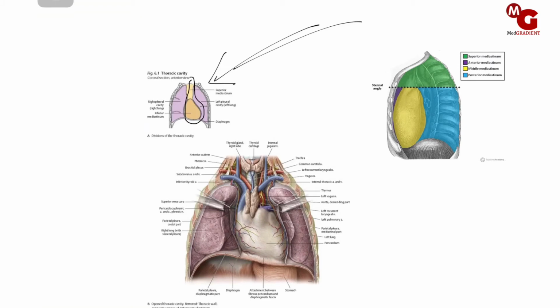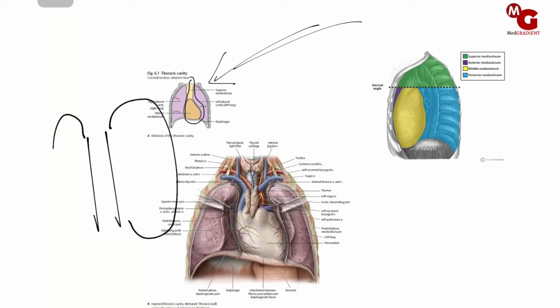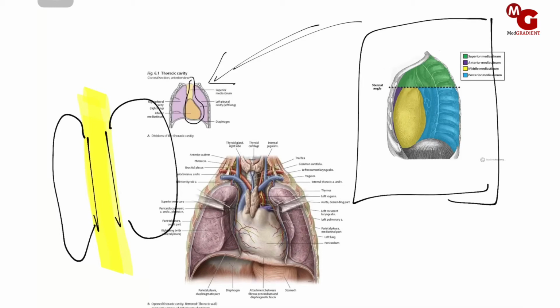Over here. Now, let's say we've got lungs, right? Two lungs. Mediastinum is the space between them, right? Now this mediastinum, let's look at this image over here. This mediastinum has a superior part, an anterior part, a middle part, and a posterior part, right?